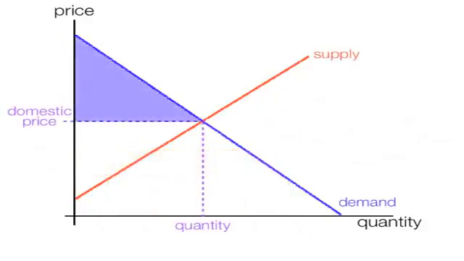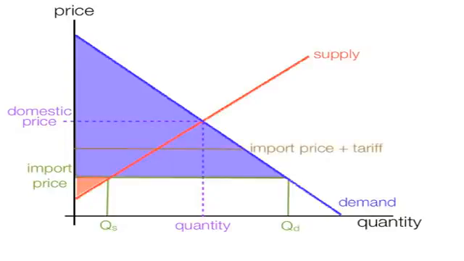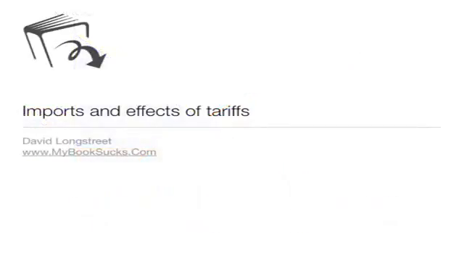To review quickly, that is consumer surplus, that's producer surplus. We added an import price, producer surplus shrunk, consumer surplus increased dramatically. The government imposed a tariff, consumer surplus shrunk, producer surplus increased. That's the tax revenue, and the gray area is deadweight loss to society. And this is imports and effects of tariffs.